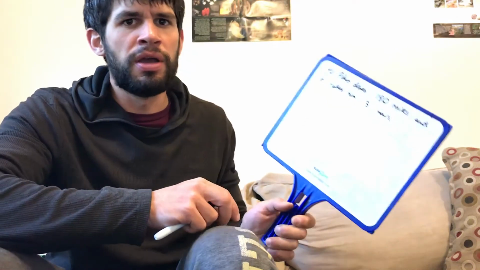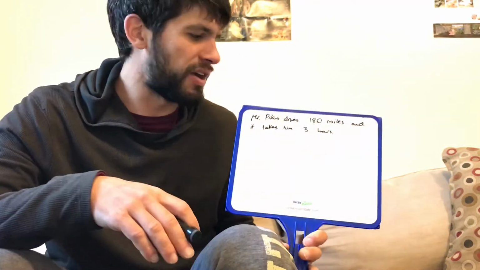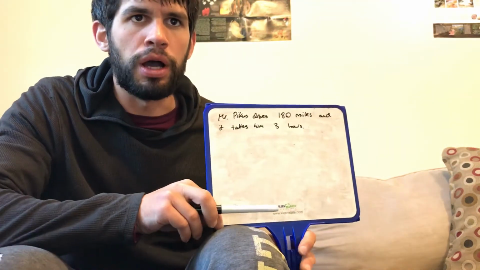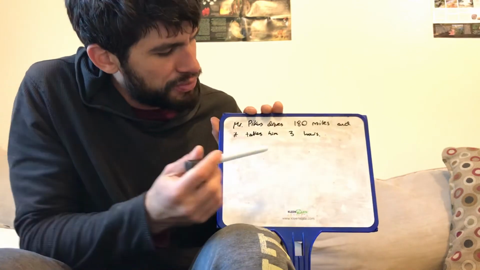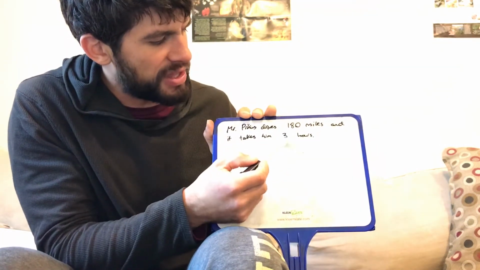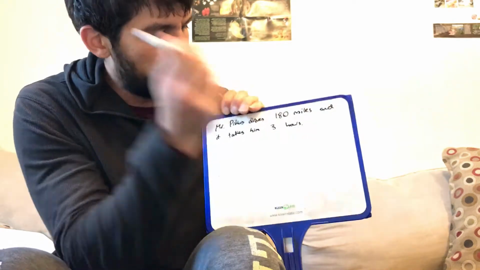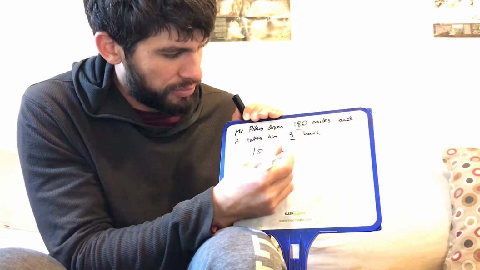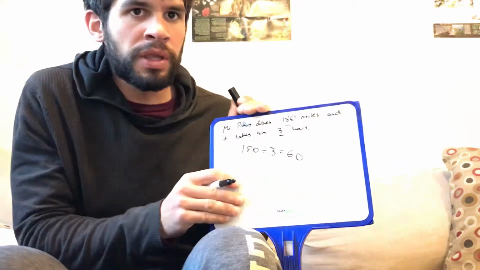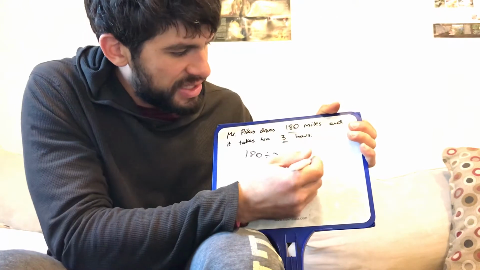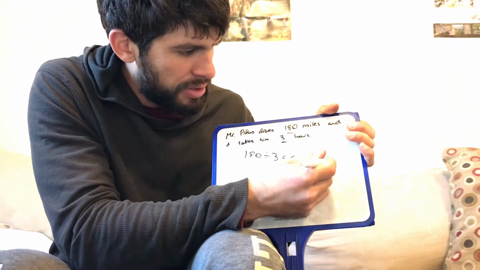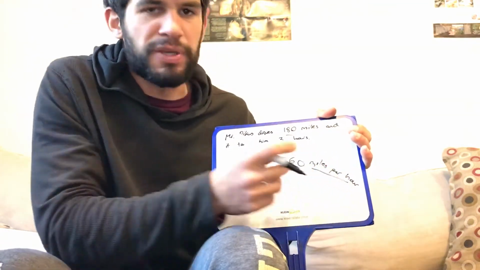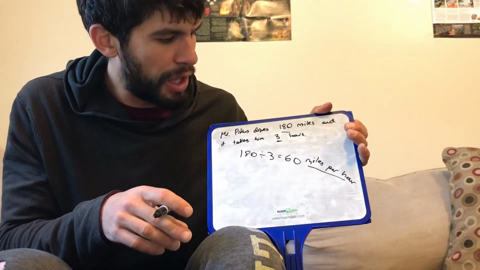Suppose me, Mr. Pickus, I'm going out, I'm driving in my car. I drive 180 miles and it takes me 3 hours. How we'd find the unit rate is we'd simply divide both numbers by the second quantity, which is 3. So if we divide 180 by 3, we're going to get 60. And then our unit rate is going to be 60 miles per hour, which is our unit of speed, which we're all quite familiar with.